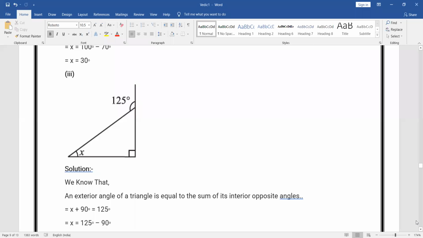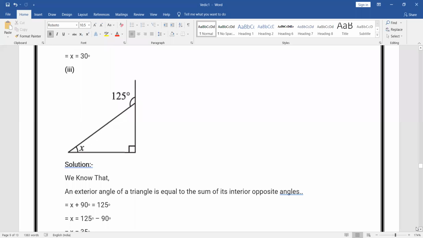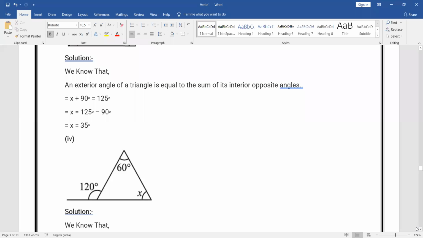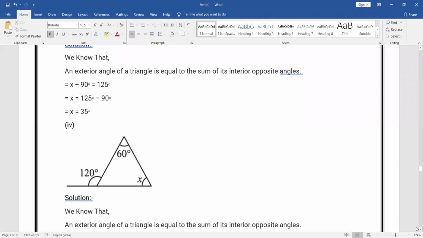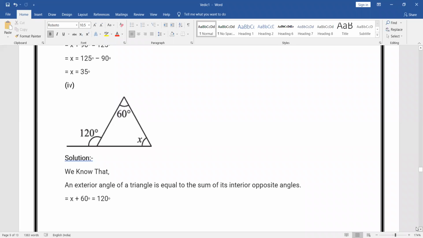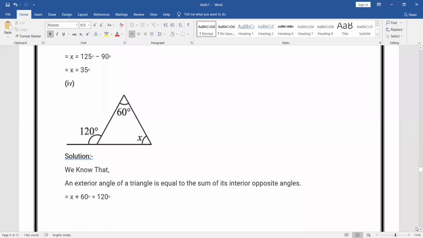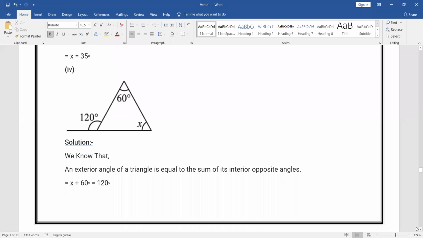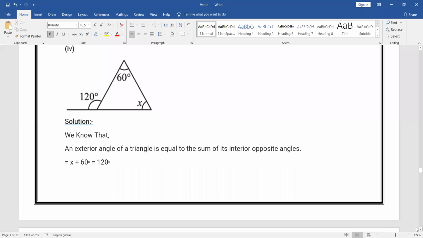Okay, so whenever these type of questions are there, two angles are known to you. दो angles आपको पता होंगे. Then you can easily find out the third angle. Same in the fourth part also. It is clearly visible that 60 and x, they are both the opposite interior angle and exterior angle. So directly you can subtract 60 from 120 also. You can write that because of the interior angle property, the sum of the opposite interior angles is equal to the exterior angle. We can solve it. Okay.